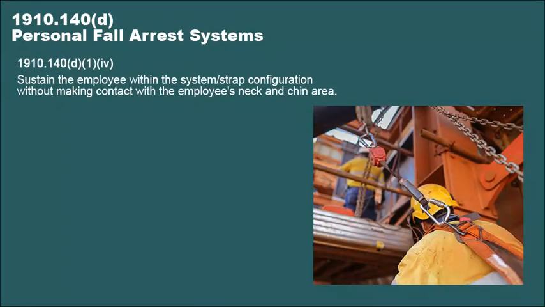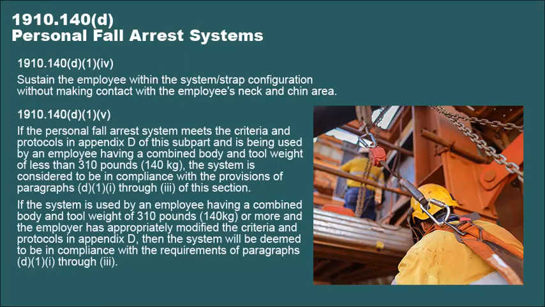The system and strap configuration should not make contact with the employee's neck and chin area when free fall has happened. 1910.140(d)(1)(v) essentially says that if the protocols and criteria in Appendix D are followed for 310 pounds or more, then the requirements have been met for Section (d)(1)(i) through (d)(1)(iii).